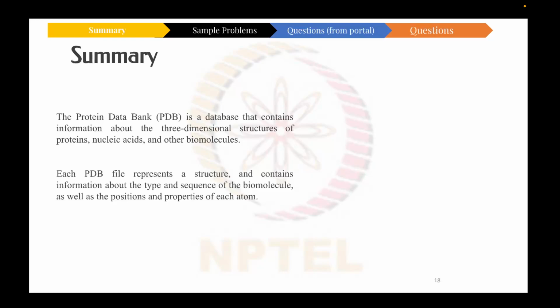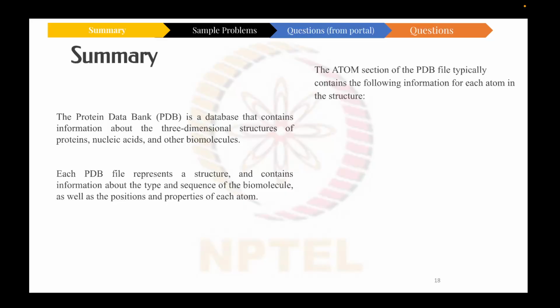So the format of the PDB is divided into several sections, including the header section, which contains a brief description of the structure, and then followed by the atom section, which contains the information about the atomic coordinates and properties of each atom. Then the connect section, which contains information about the connectivity between the atoms in the structure.